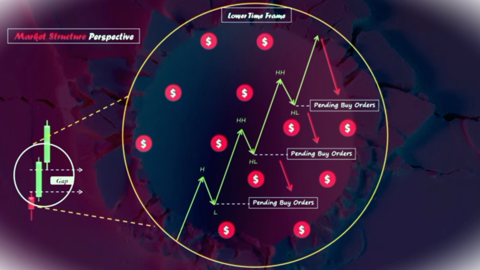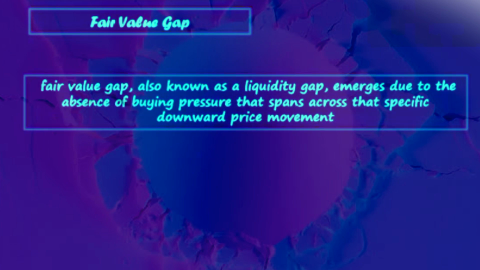So, traders' fair value gaps are filled with pending buy or sell orders, acting as magnets for price. The presence of these orders within the gap leads to price returning to fill the gaps and continuing its momentum. In a downtrend, a fair value gap is often referred to as a liquidity gap that arises from the lack of buying pressure during a specific downward movement.